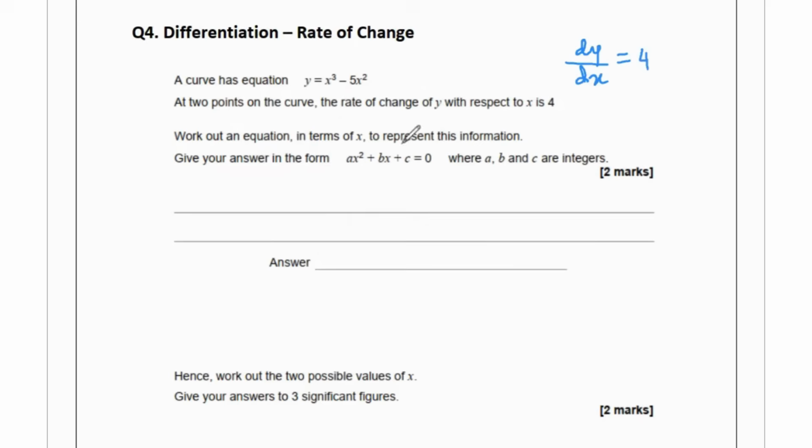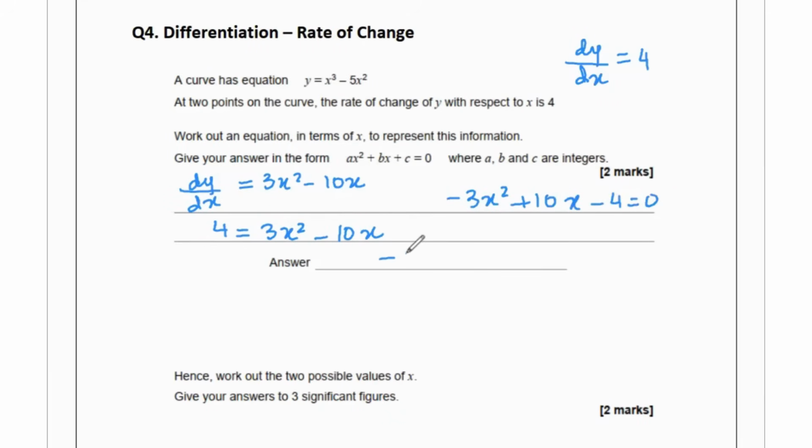We need to work out an equation in terms of x to represent the information, giving the answer in the form ax squared plus bx plus c equals 0, where a, b, and c are integers. So let's differentiate this equation. Dy by dx is going to be 3x squared minus 10x. Put this equal to 4. Then we bring the 3x squared minus 10x to the other side. So it's going to be negative 3x squared plus 10x minus 4 equals 0. That is your equation as asked in the question.